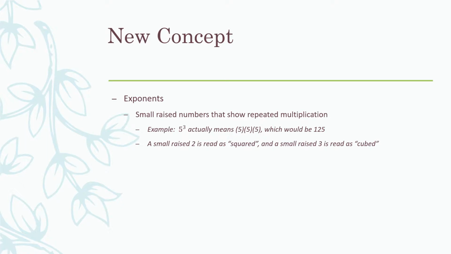No, that tells you how many 5s you're actually multiplying together. If the exponent is a 2, we read that as squared. If the exponent is 3, we read that as cubed. So that problem we just did, 5 with the little raised 3, we would say that's 5 cubed.